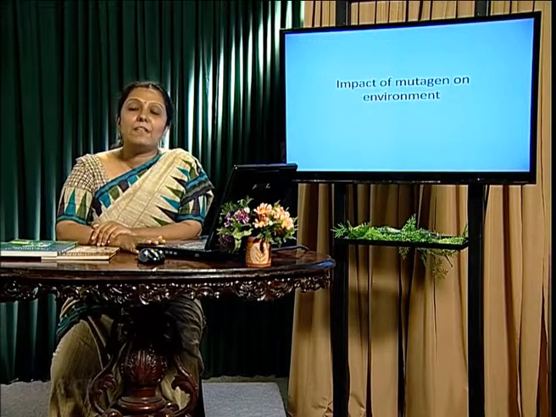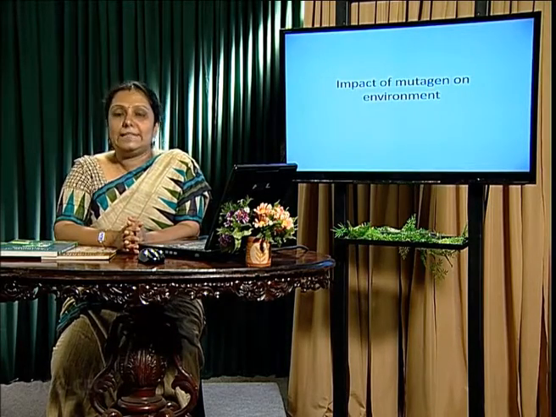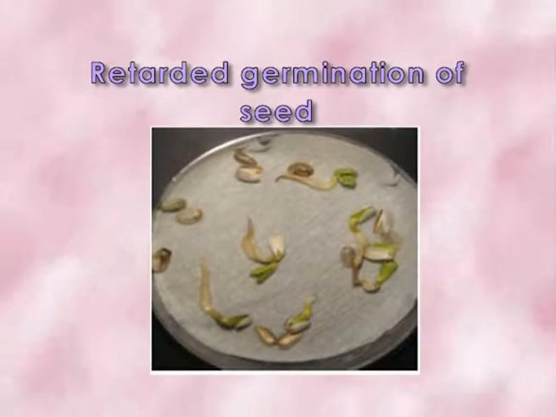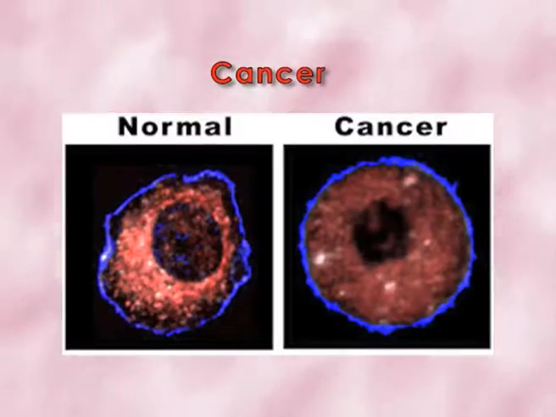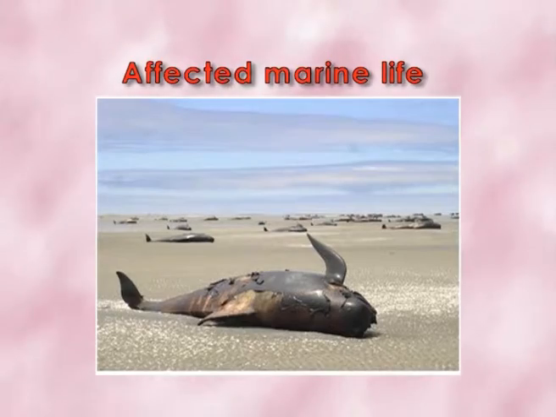Next one, the impact of mutagen over the environment. The impact may be positive or negative. As negative impact, it may be in plant, animal or marine life. In the case of plants, we can observe weakening of the seed and retarded germination. In animals, we can find abnormal births for several generations as well as cancer, and in marine life, it leads to retarded reproductive power, and in plants, it gives later timing of flowering. So, plant flowering is getting delayed here.